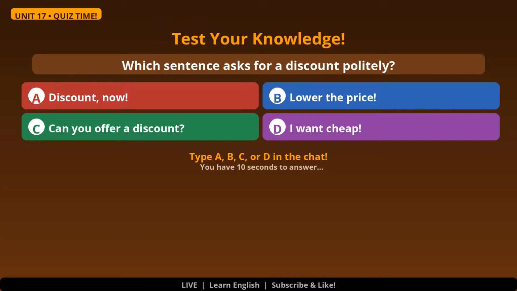Challenge yourself. Here's the question. Which sentence asks for a discount politely? Option A, discount now. Option B, lower the price. Option C, can you offer a discount? Option D, I want cheap. Think about it. Type A, B, C, or D in the chat. You have 10 seconds.